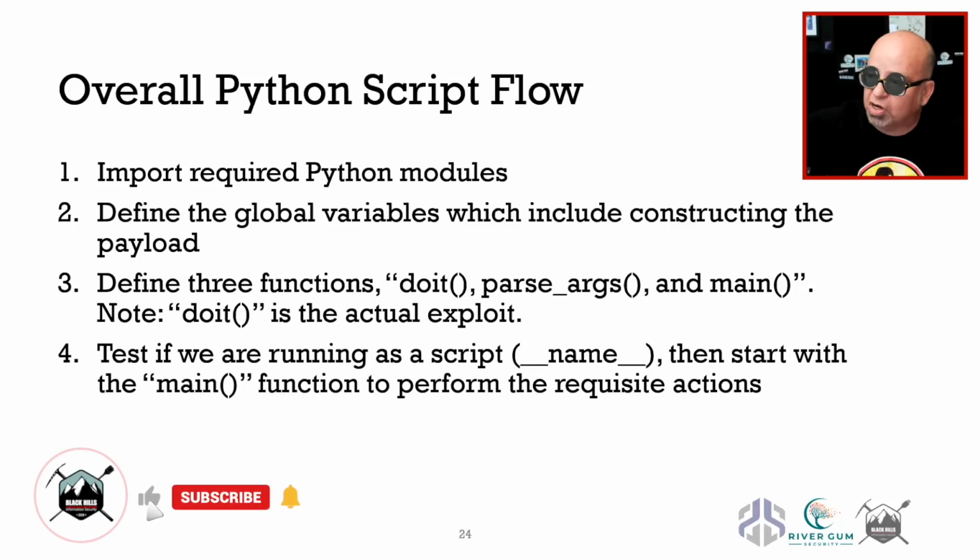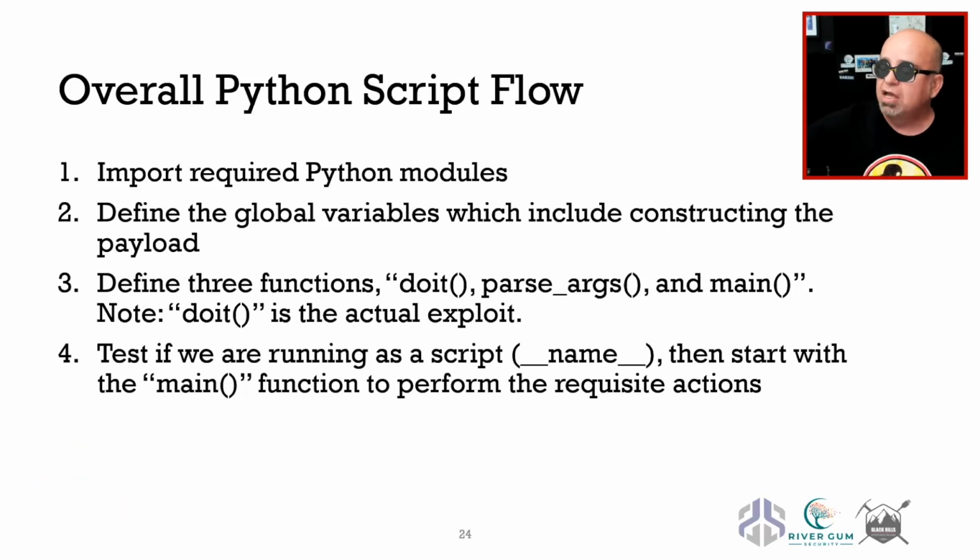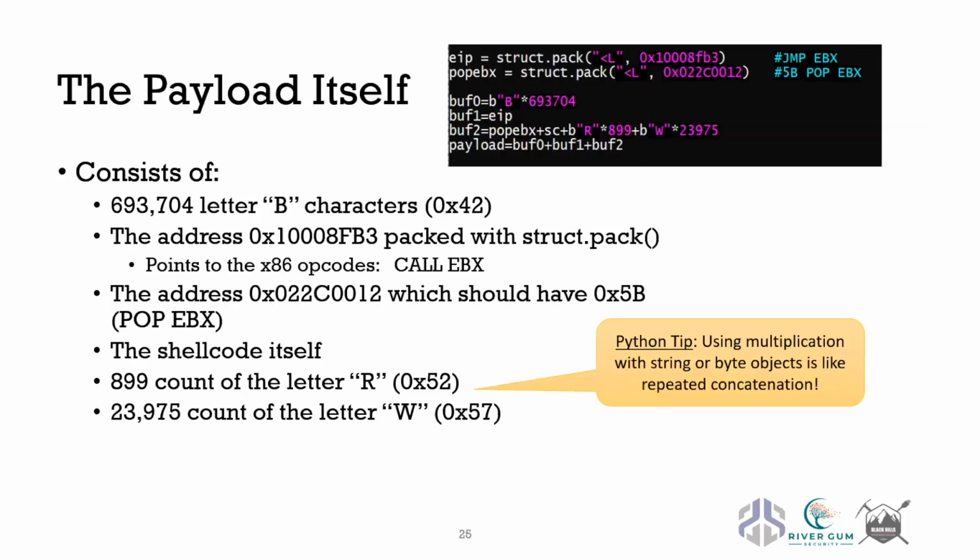Well, we import the required Python modules. We define the global variables, which include constructing the payload, as we saw before. We've got three functions here: doit, parse_args, and main. Doit is the actual exploit itself. And then at the bottom of the script, we're testing if we're running as a script or a module and starting the main function to perform the requisite actions, assuming we're running as a script, which we will be running as a script. Now, what about the payload itself?